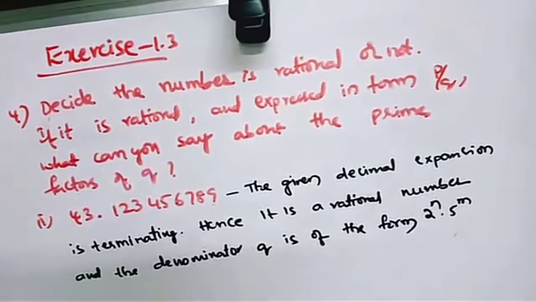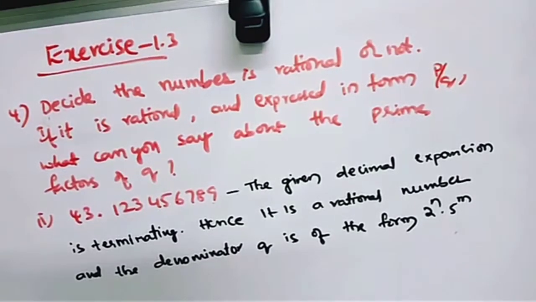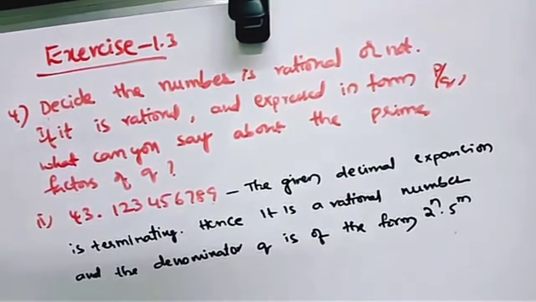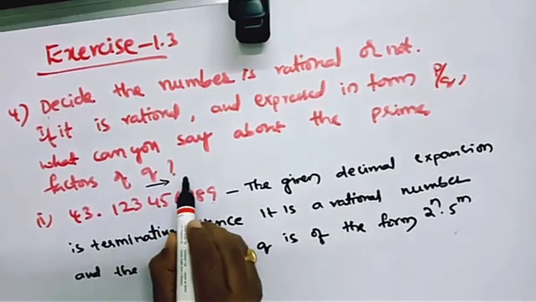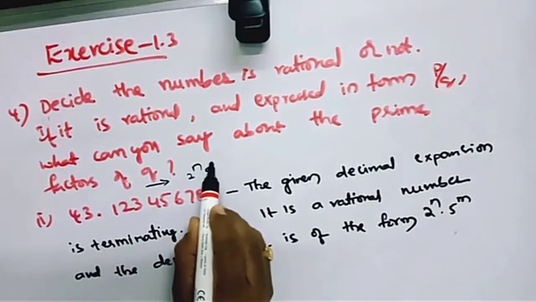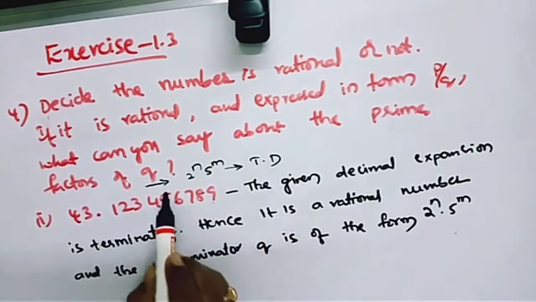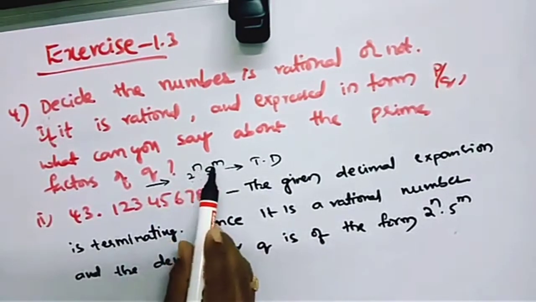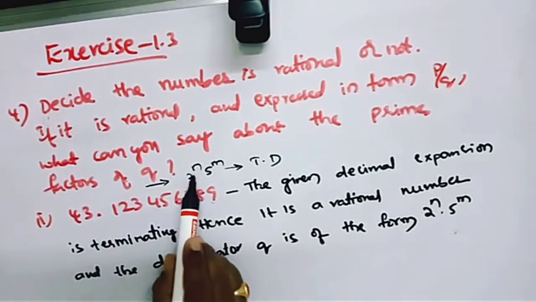Next, fourth bit and last bit in exercise 1.3. The decimal forms of some real numbers are given below. In each case, decide whether the number is rational or not. If it is rational and expressed in the form of p by q, what can you say about the prime factors of q? So we need to decide whether q is in the form of 2 power n and 5 to the power of m or not. When it is a terminating decimal, then q is in the form of 2 power n and 5 to the power of m. But if it is a non-terminating repeating decimal, the denominator is not in the form of 2 power n and 5 to the power of m.